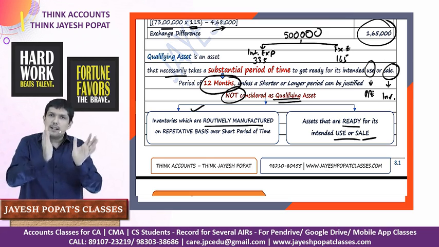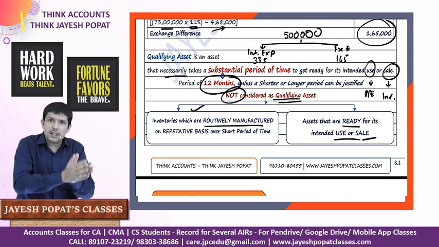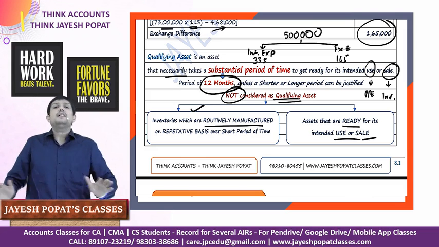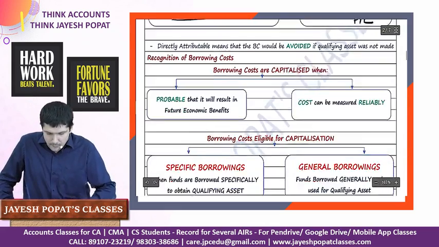So for the same asset, a building, if I am constructing it and it is taking a substantial period of time, it is a qualifying asset. A building which is ready for occupation, ready for use, will not be treated as one, and if I am buying it, it will not be treated as a qualifying asset.